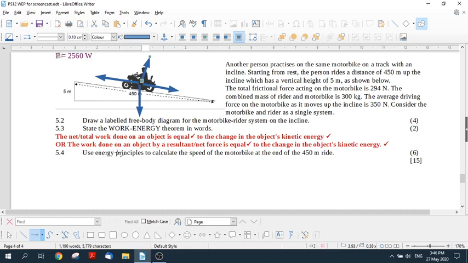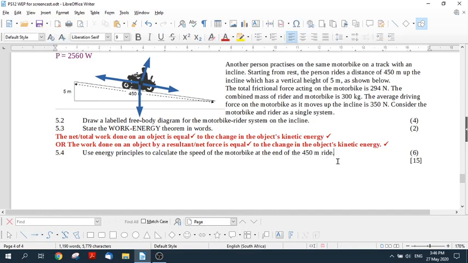There we go. Use energy principles to calculate the speed of the motorbike at the end of the 450 meter ride. So now we know that he's traveled 450 meters, and we know that there are non-conservative forces at work here because it's told you that there's a driving force and there is friction. So friction is a non-conservative force.